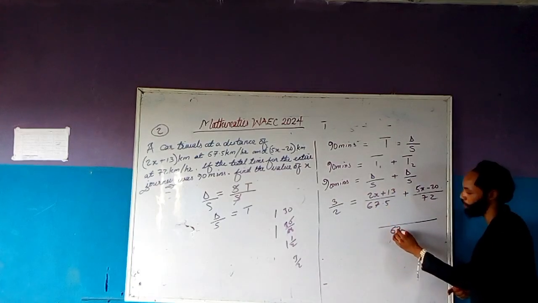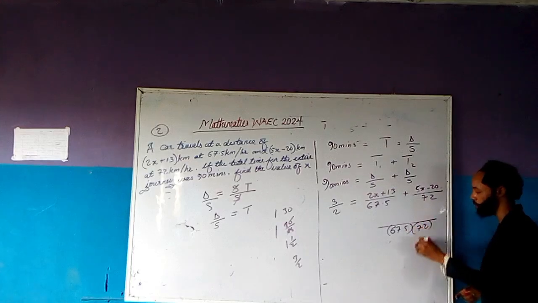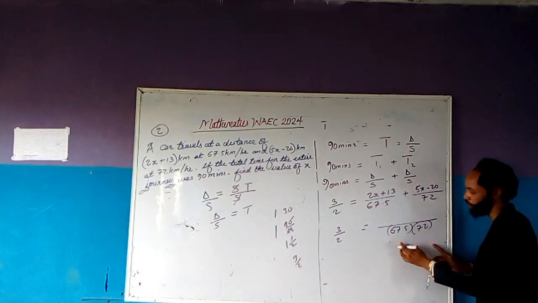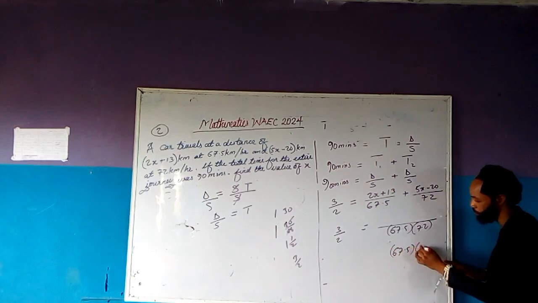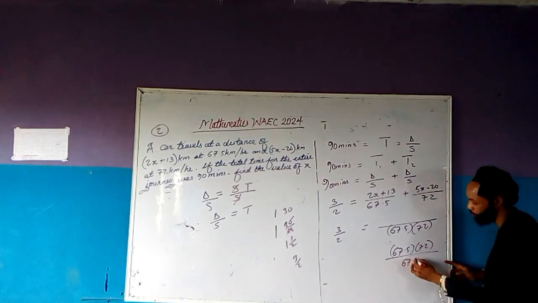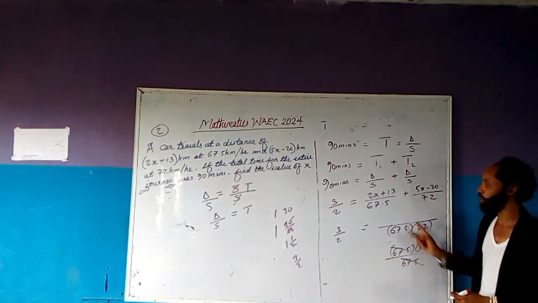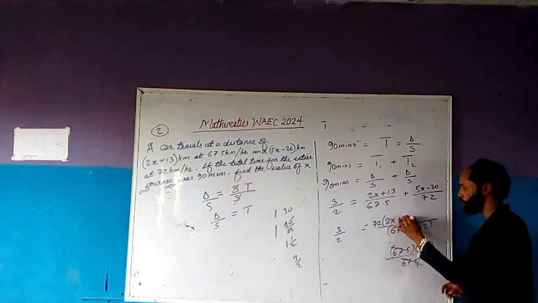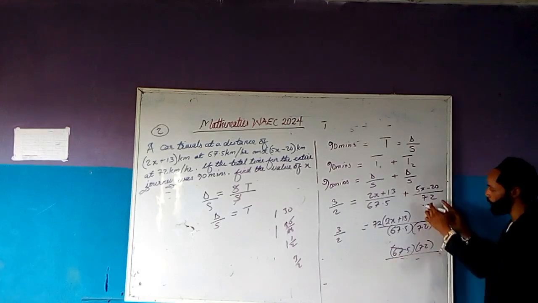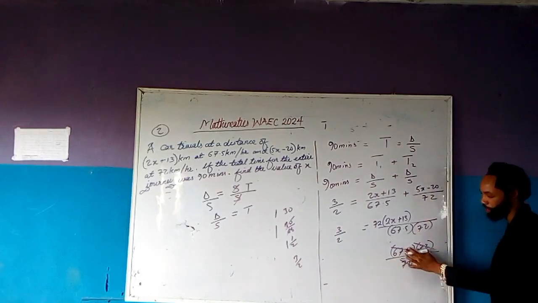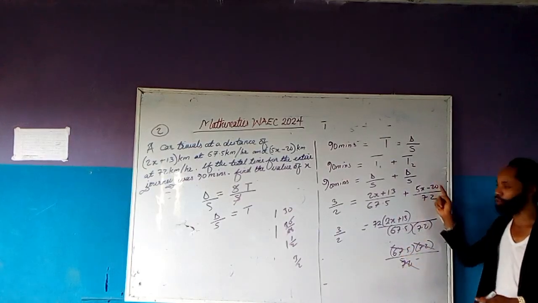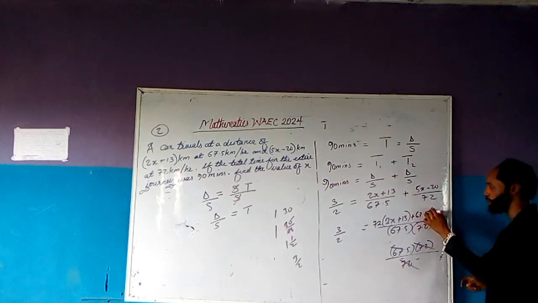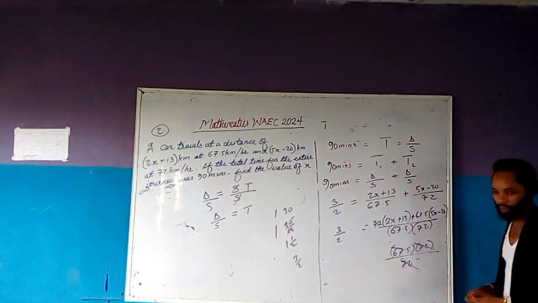So the LCM will be the product of the denominators. Remember, 3 over 2. Now this is like saying 67.5 times 72 all over 67.5. This cancels out to give us 72, so 72 times our numerator. I'm going to have 72 into brackets 2x plus 13. The same way we do this for the other: the 72 cancels out, we have 67.5 times our numerator, so I write 67.5 times 5x minus 20.